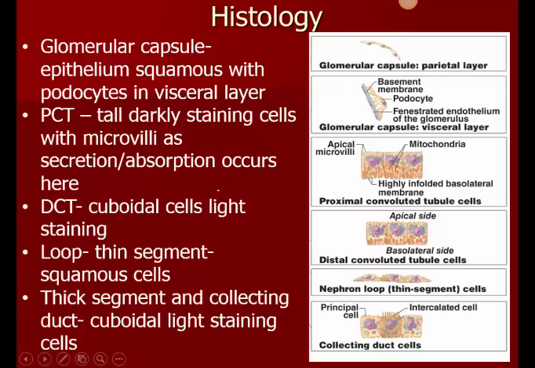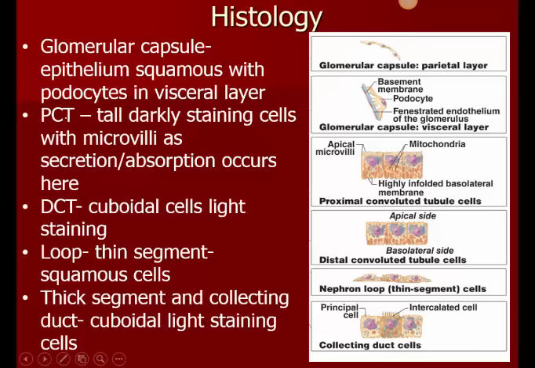So let's look at a little bit of histology. The glomerular capsule, which has those two layers, visceral and parietal, the epithelium has to be very, very thin, so it is squamous. And in the visceral layer, the squamous epithelial cells have a special name. They are called podocytes, and they form part of the filtration membrane. Here it's showing you the filtration membrane. So here's the visceral layer, the fused basement membrane, and here you can see the fenestrated, meaning porous, endothelium of the glomerulus, and this is the area through which the blood is filtered.